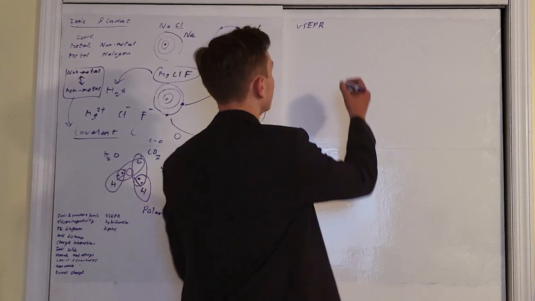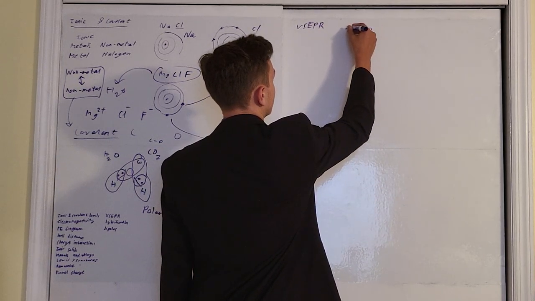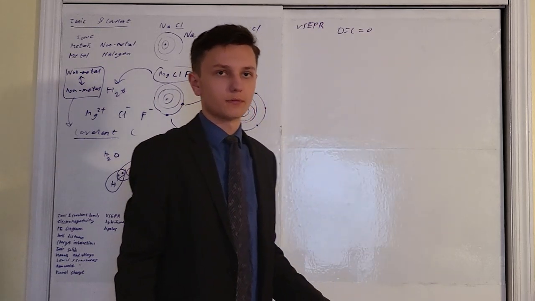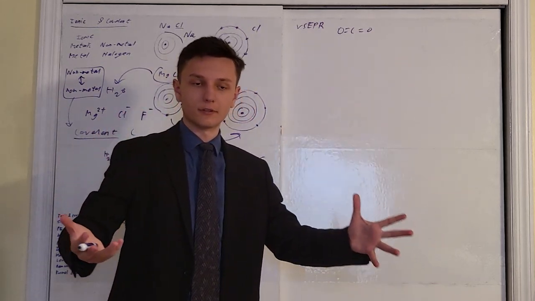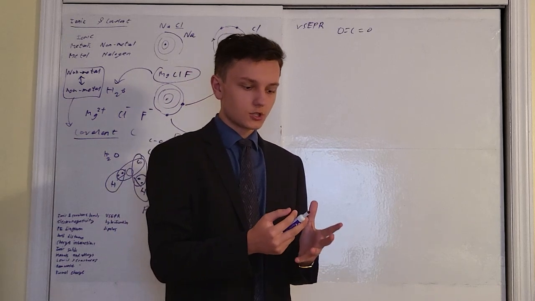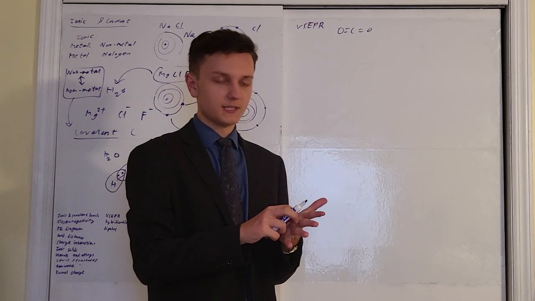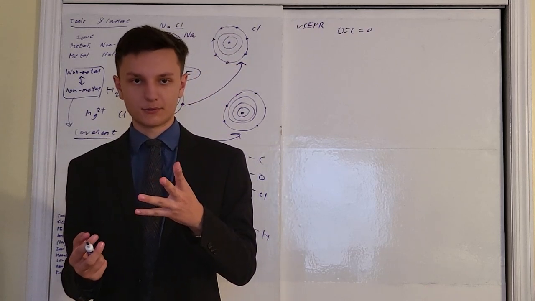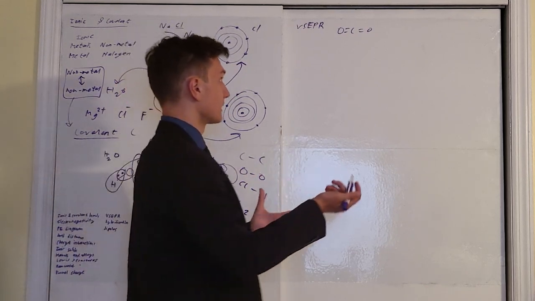So, for example, CO2 would have a linear VSEPR shape. It's just an example. I'll get into everything right now. So the VSEPR shape is based on something called the amount of electron domains. Okay? What is an electron domain?